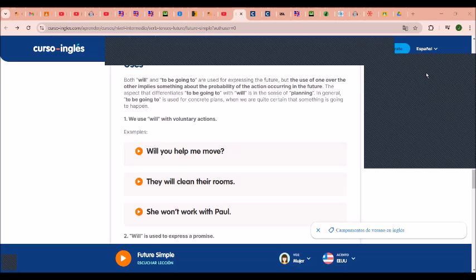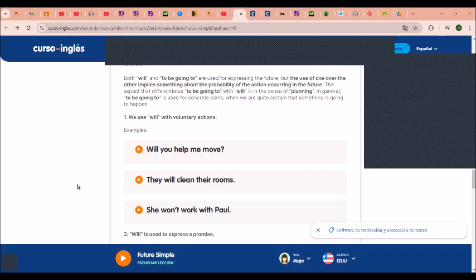All right. Use number one. We use will with voluntary actions. Examples. Will you help me move? They will clean their rooms, and she won't work with balls. All right. Now think of something you randomly say. Your thoughts, those are voluntary. All right. So whenever you are expressing an idea in the moment right now about what's next, then we use will. All right. Mitzi, number two.